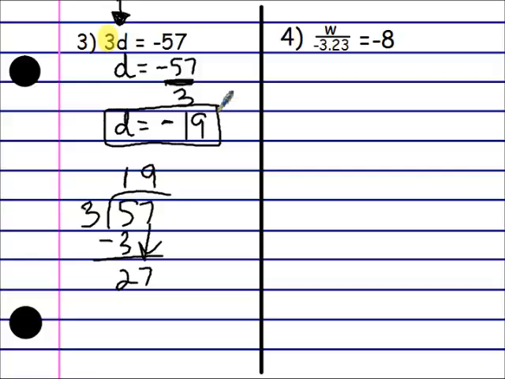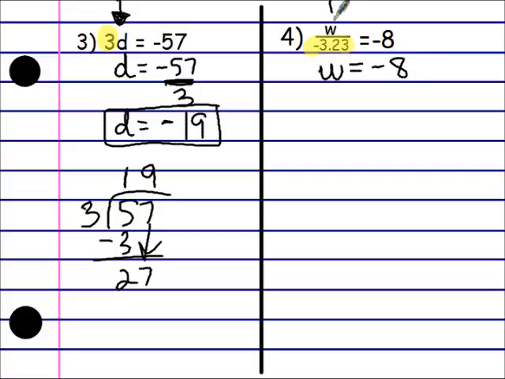Now example 4. w divided by negative 3 and 23 hundredths is equal to negative 8. Again, we're following the same procedure here. We're going to highlight the number that's on the same side of the equal sign as the letter. So our variable w, the number on the same side is negative 3 and 23 hundredths. We're going to, step 2, rewrite the equation without that number. So w equals negative 8.